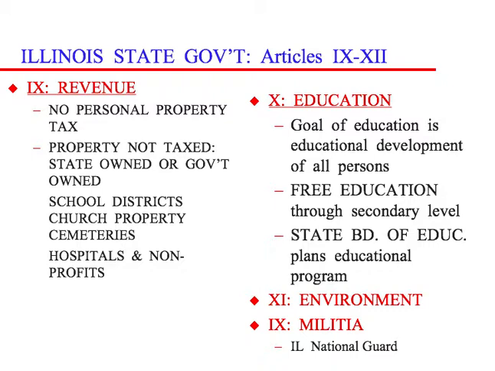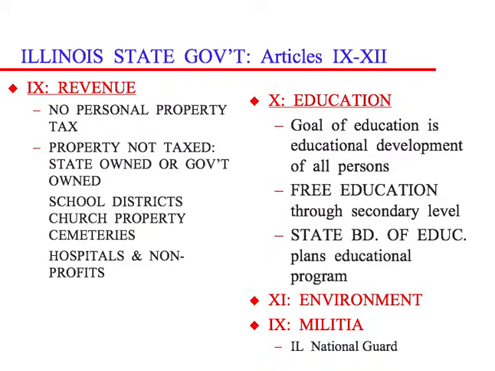Looking at revenue, so Article 9, no personal property tax. So they can't tax me on a car or things like that, but they can tax me on my actual property. Then there is no property tax for state owned or government owned school districts, churches, things like that don't have to, and the same with hospitals.